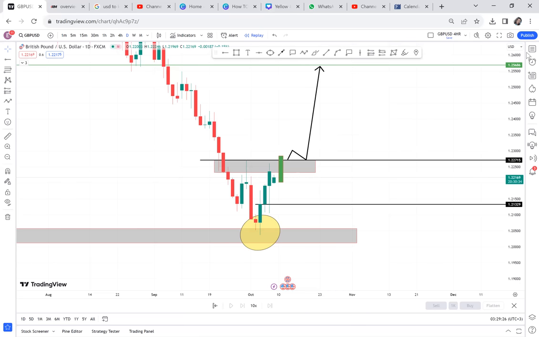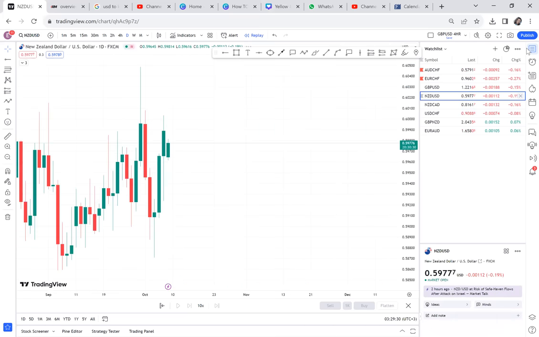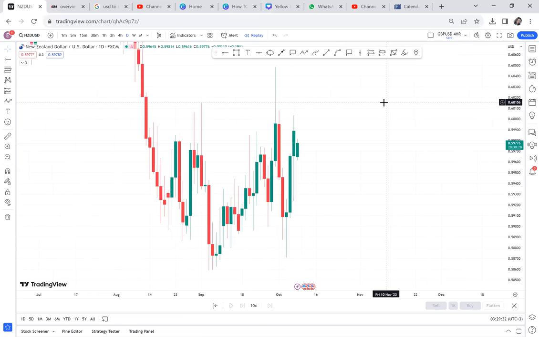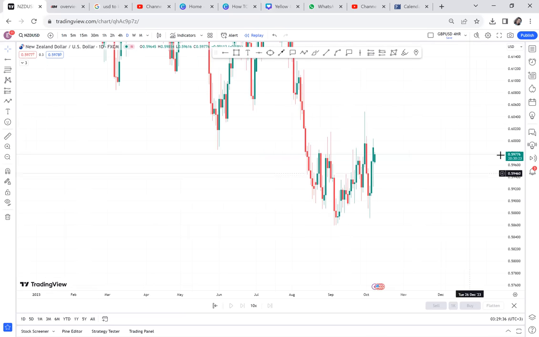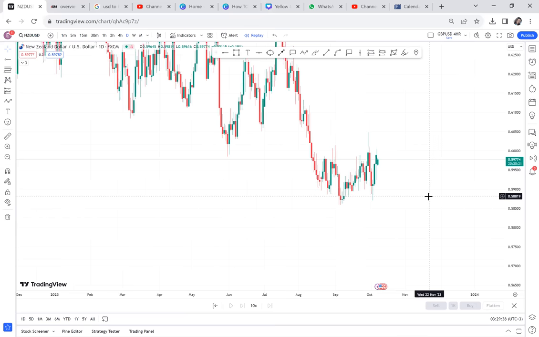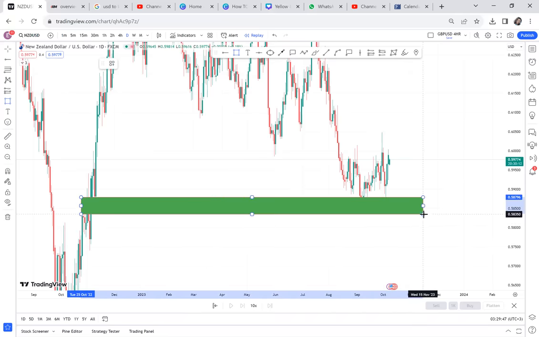Let's go to the next pair that we did last week. I want to give you an update on how to trade it. So we have NSDUSD. We were trading a buy of NSDUSD. And I remember telling you guys we have this double bottom only on the daily. So we have this double bottom. That was the main reason for us to enter buy.